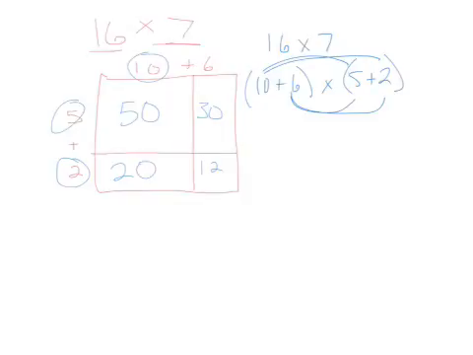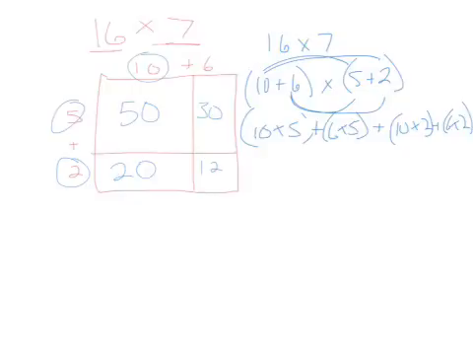And you already have your numbers, but first you have to do the 10 times 5 plus your 6 times 5 plus the 10 times 2, and then you use your 6 times 2. And you already have your numbers that you got from your array, so the 10 times 5 is 50, plus the 6 times 5, that's 30, and the 10 times 2, that's 20, and the 6 times 2, that's 12. And then you just add them all together to equal 112.